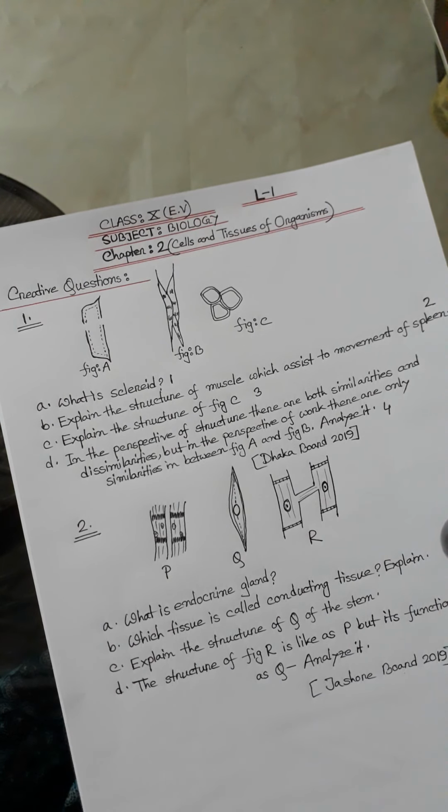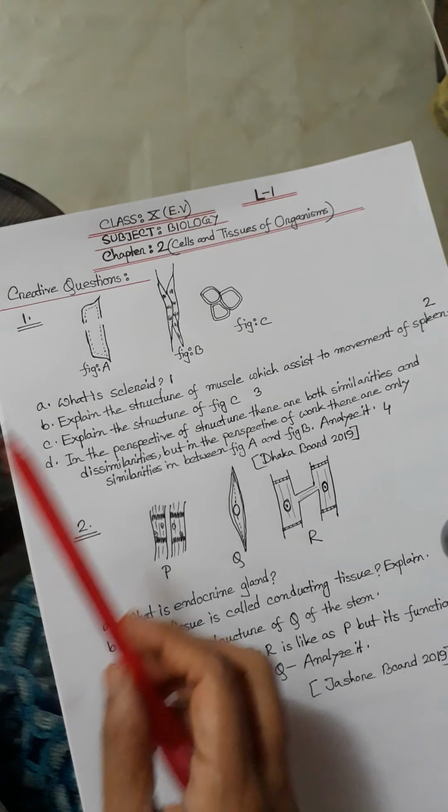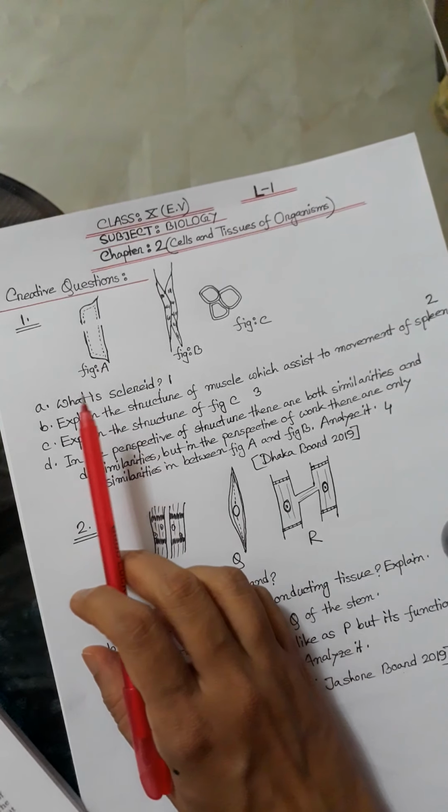Today we will discuss chapter 2, cells and tissue of organism. Here two important creative questions we will discuss. First one, creative question 1.